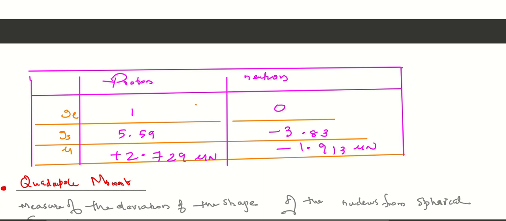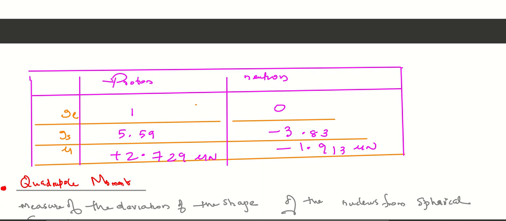So we have to study that thing. Proton, GL is equal to 1. For neutron, GL is equal to 0. GS is equal to 5.59 for proton, and for neutron, minus 3.83. For proton, mu is equal to plus 2.729 mu n. For neutron, mu is equal to minus 1.913 mu n.